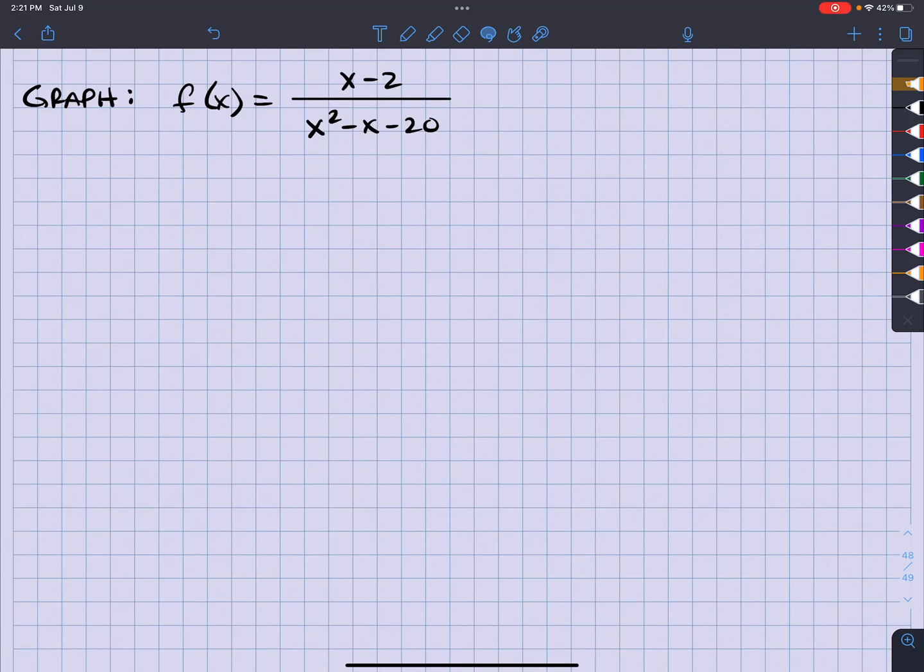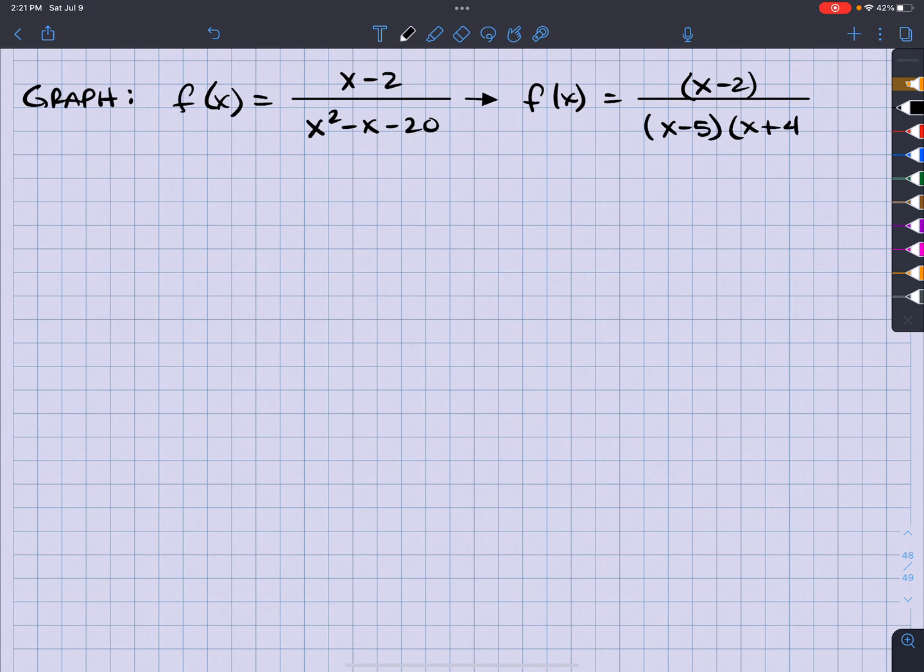We get to graph this wonderful rational function here. So we have some steps that we have to take. First off, I'm actually going to go ahead and factor this right now. So f of x is equal to x minus 2 on the top, and the bottom factors out to be x minus 5 and x plus 4. All right, so there we go. So that's where we're going to start.